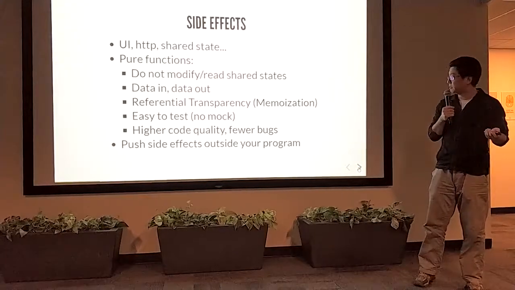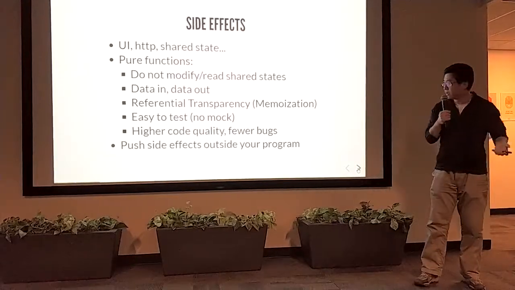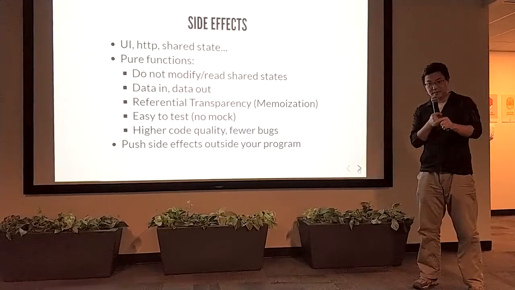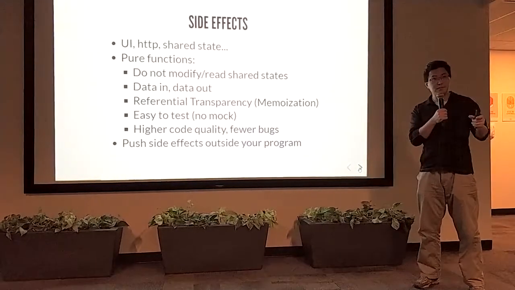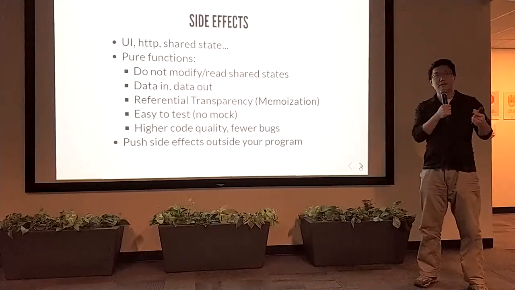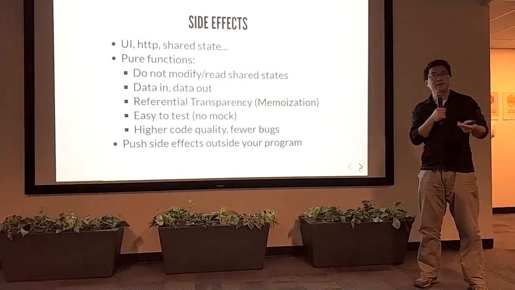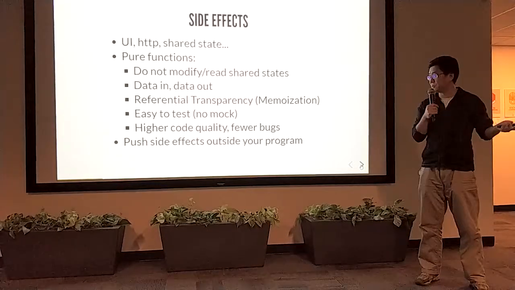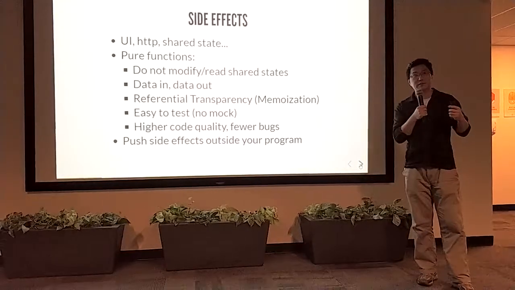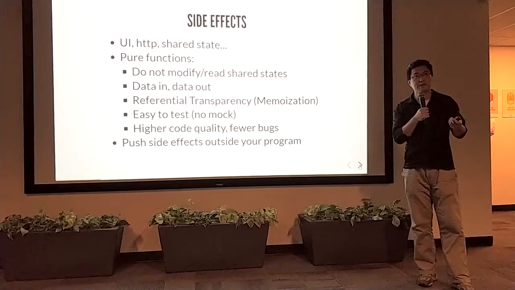Pure functions also have some other benefits. For example, referential transparency is a fancy term, but what it basically means is if you have a pure function and you call the function with the same input, you always get the same output. So if you call that function a second time with the same input, you don't have to run that function again. You can simply return the previous result. That is called memoization.